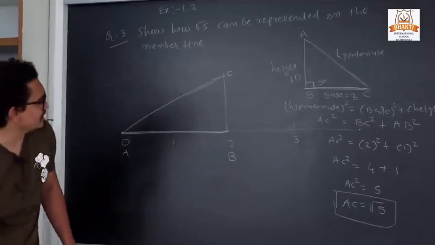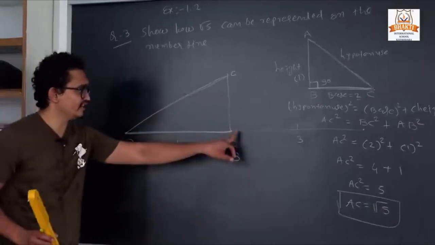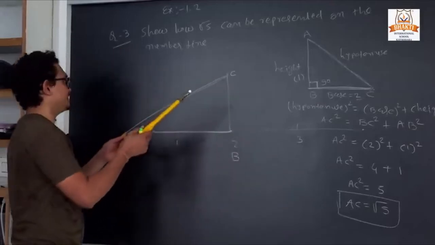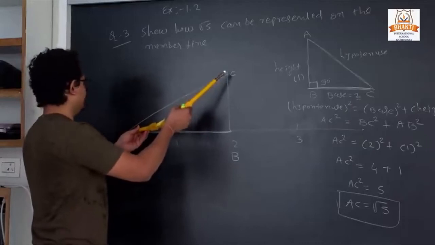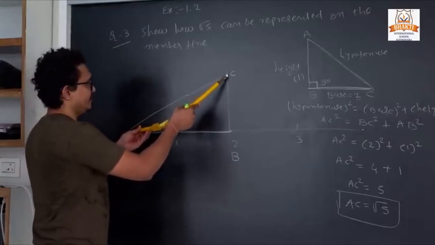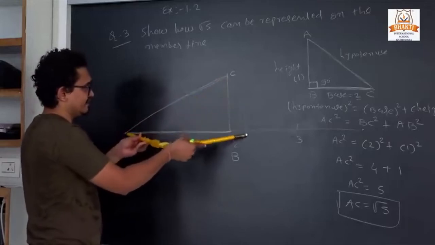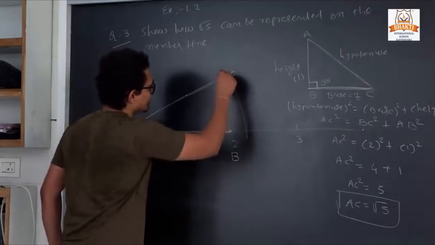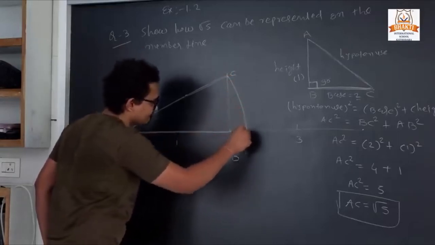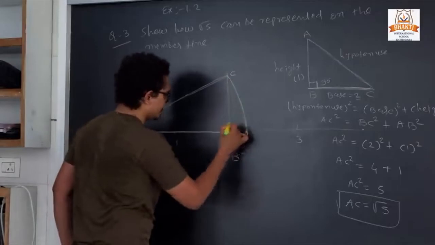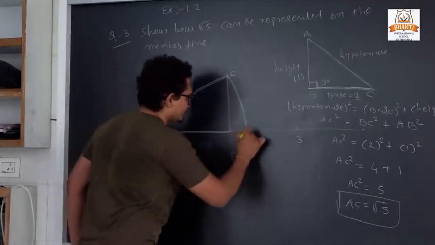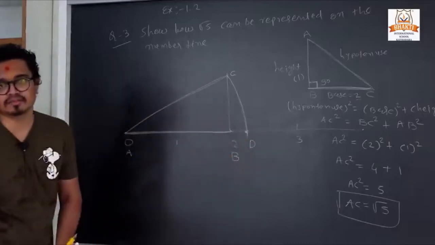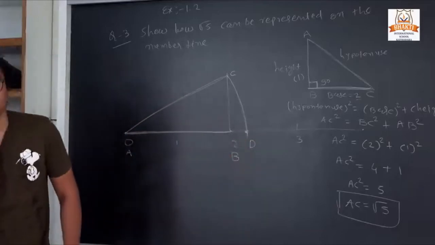Now we want to represent that root 5 on our number line. So for that, here we can take the point and from here we can take one arc like that. So it is our arc. From here to here, we can declare it will be our D. So for that, now we can write its steps.